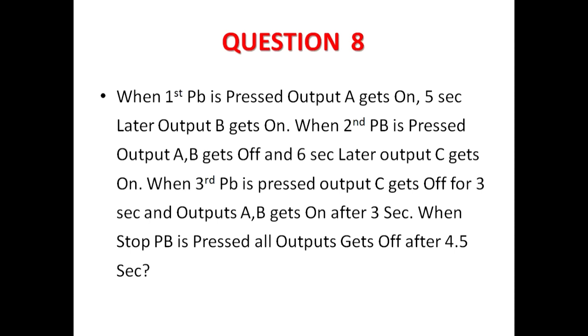You can understand that the first part till stop push button is pressed is of T on timer. So you have to do that with the help of T on timer. So let's start first part. What you have to do is you just have to read the first line and implement it on the software. First line is when first push button is pressed, output A gets on. 5 seconds later, output B gets on. So let's start.